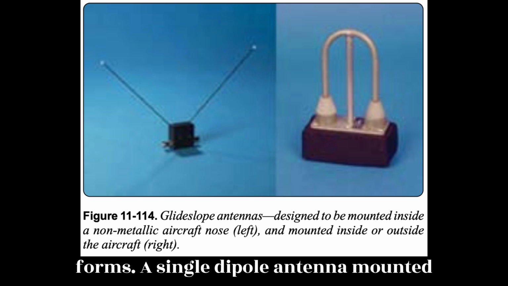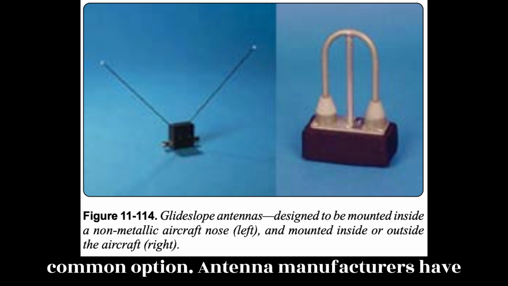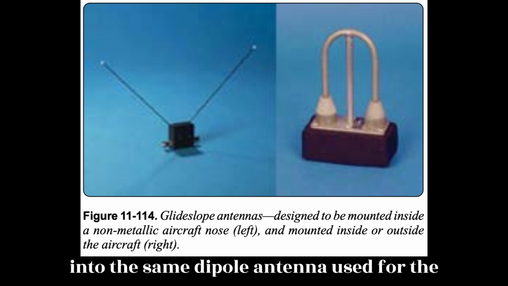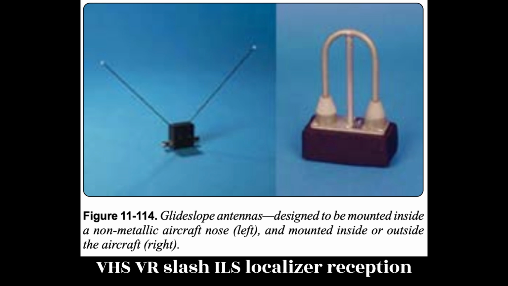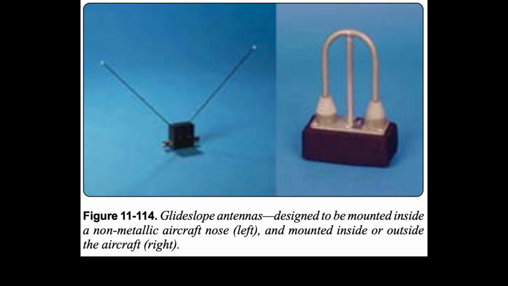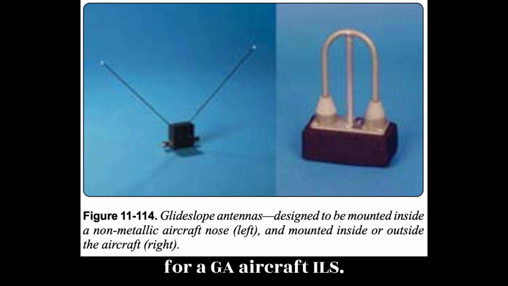A single dipole antenna mounted inside the nose of the aircraft is a common option. Antenna manufacturers have also incorporated glideslope reception into the same dipole antenna used for the VHF VOR/ILS localizer reception. Blade-type antennas are also used. Figure 11-114. Figure 11-115 shows a VOR and a glideslope receiver for a GA aircraft ILS.